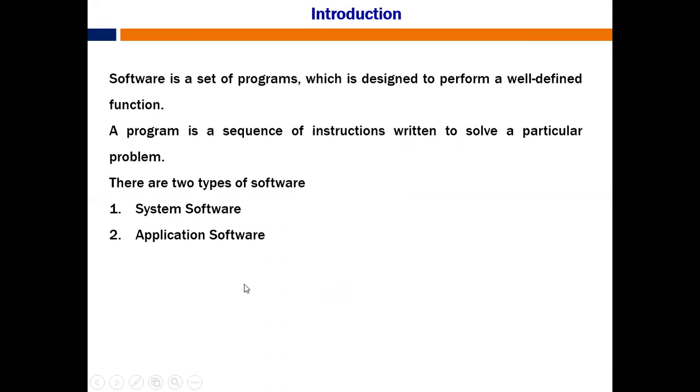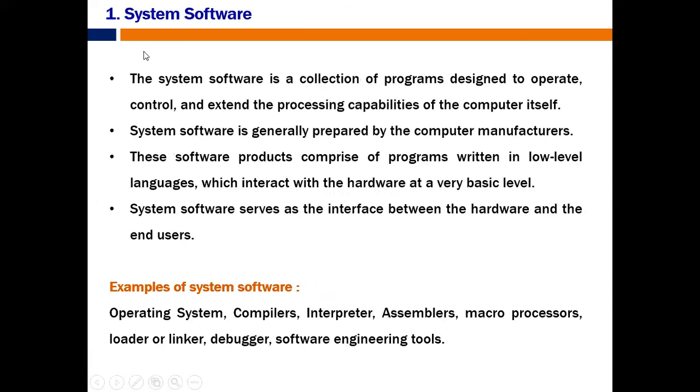So there are two types of software, as you know, system software and application software. So first one is system software. The system software is a collection of programs designed to operate, control, and extend the processing capabilities of the computer itself. And the system software is generally prepared by the computer manufacturers. These software products comprise programs written in low-level languages which interact with the hardware at a very basic level. And system software serves as an interface between the hardware and the end users.